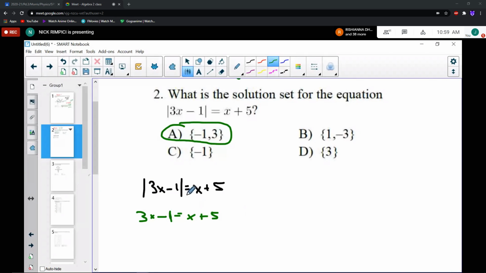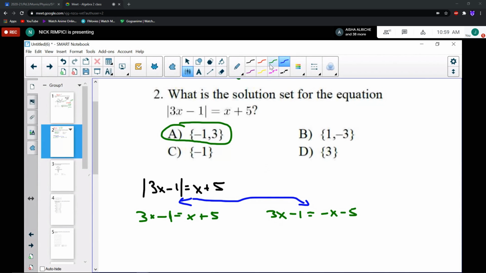And the alternative is 3x minus 1 equals, I have to negate the entire other side. Okay, that's the alternative. You negate the other side. So positive x is going to become negative x, and positive 5 is going to become -5. That is how you remove absolute value, by making two statements. Now you have to solve each of these statements individually for x.